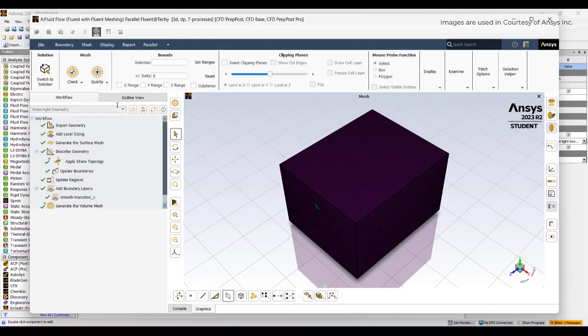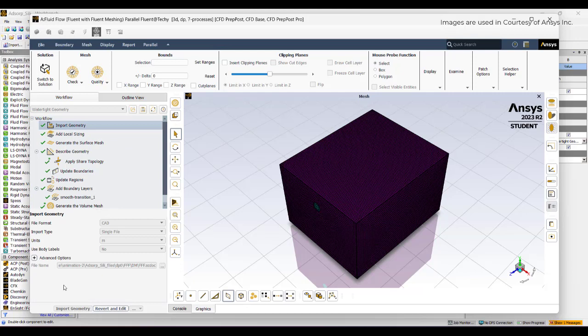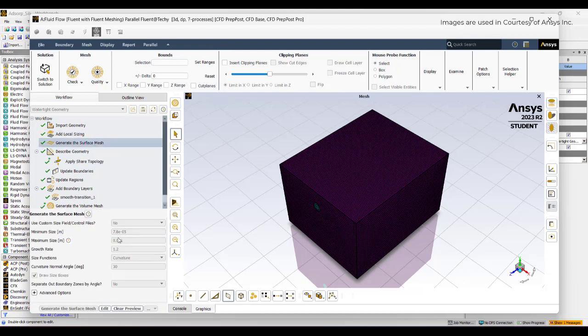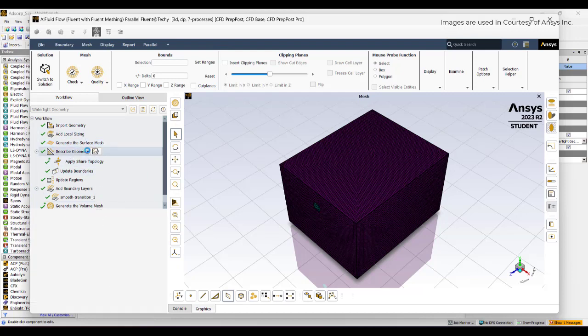So you need to go to the workflow instead of the outline geometry. After going to the workflow, select watertight geometry, import the geometry, and add local sizing. I have given no and updated it. For generate surface mesh, I have taken the curvature as 30, because this mesh count will help me have a count of less than 1 million. Then update or generate the surface mesh.